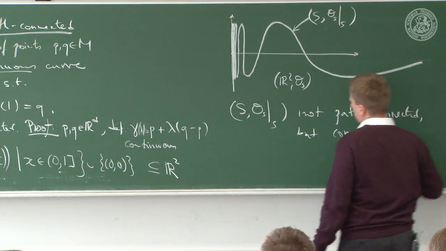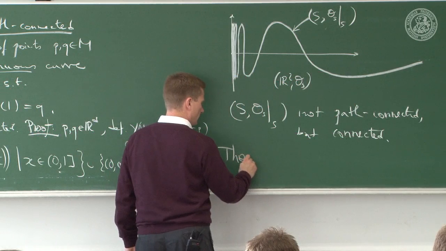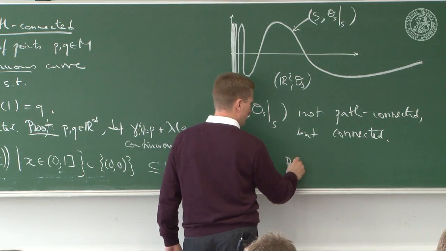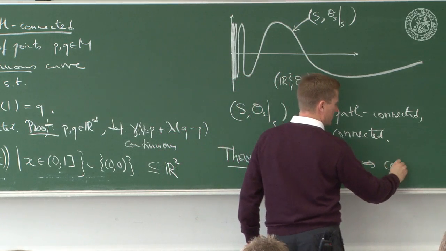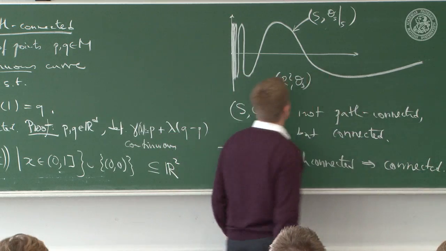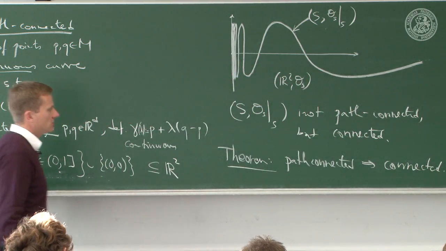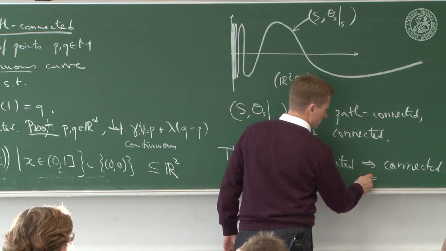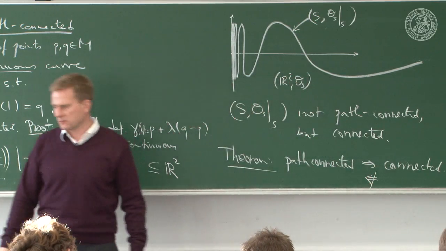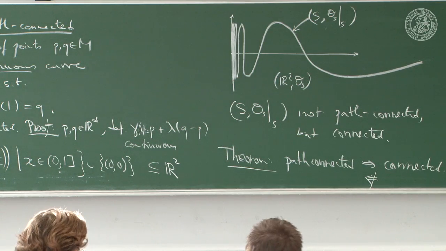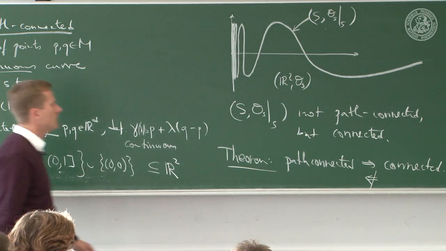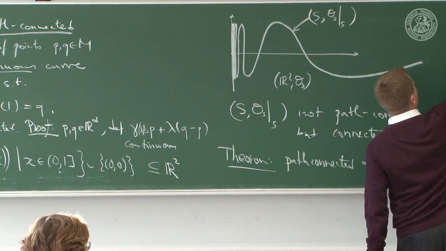So this is an example that connectedness is weaker than path connectedness. And indeed we have the theorem that path connected implies connected. And this example shows that in general it doesn't go the other way around. So let's try to prove this.